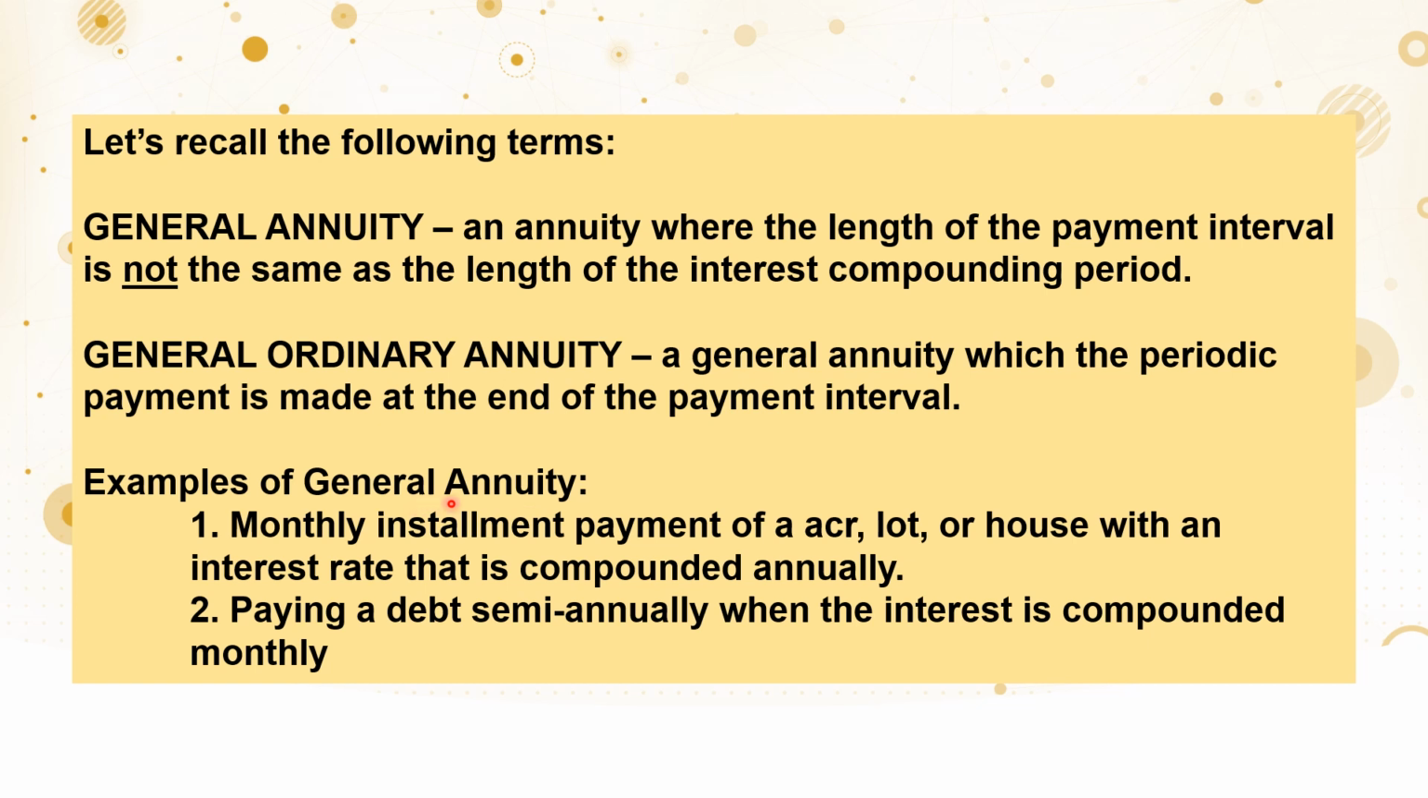Examples of general annuity: monthly installment payment of a car, lot, or house with an interest rate that is compounded annually. Paying a debt semi-annually when the interest is compounded monthly.